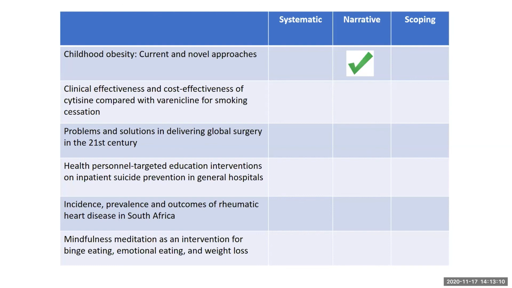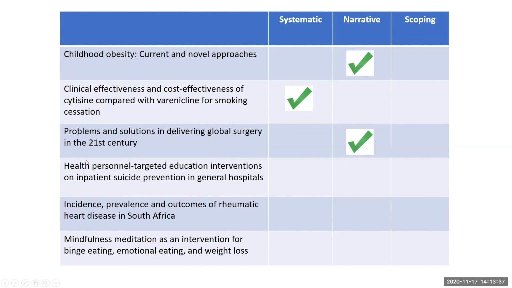We're specifically comparing two interventions for a very specific outcome. So I would call that a systematic review. Problems and solutions in delivering global surgery in the 21st century. So sounds super broad to me. So what type of review might this be? I'm going to say narrative.